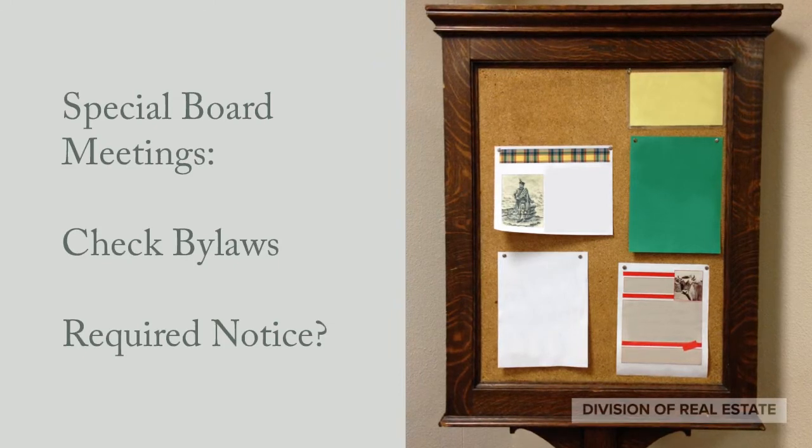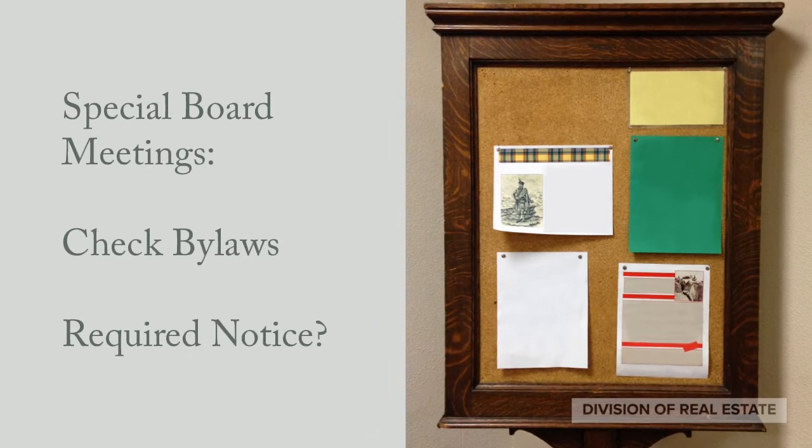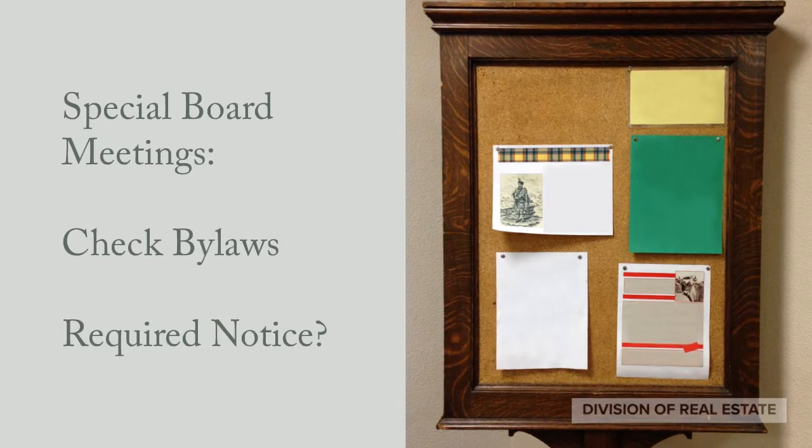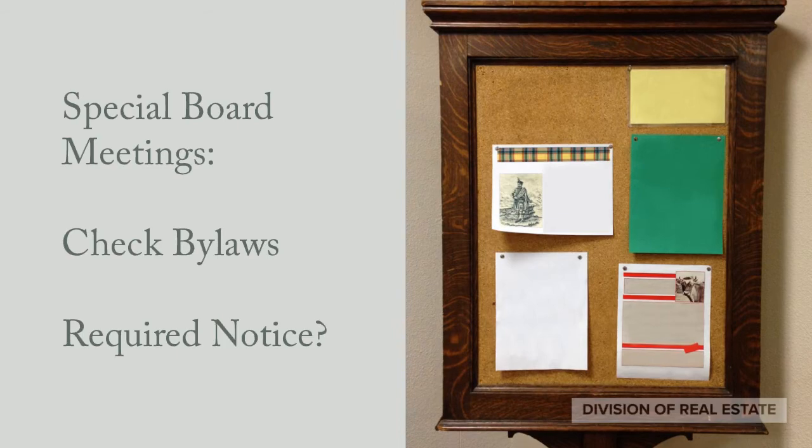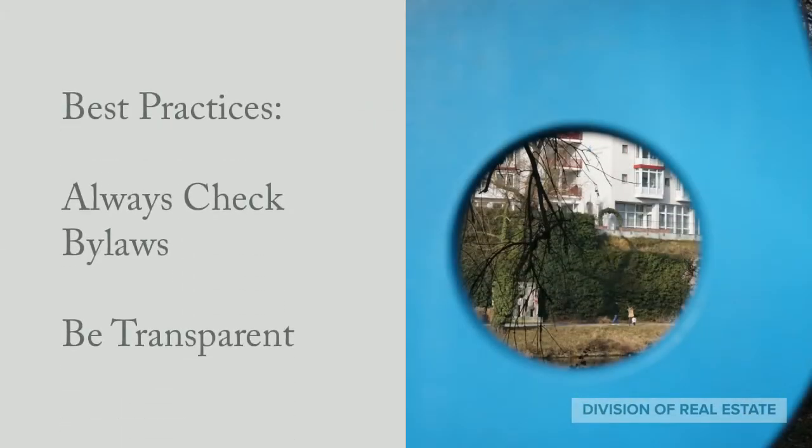If the association's bylaws do not provide any special meeting notice requirements, the Colorado Revised Nonprofit Corporation Act provides that the notice to all board members should be provided at least 20 days prior to the meeting. Always check the bylaws to see what form of any notice would need to be provided, if any.